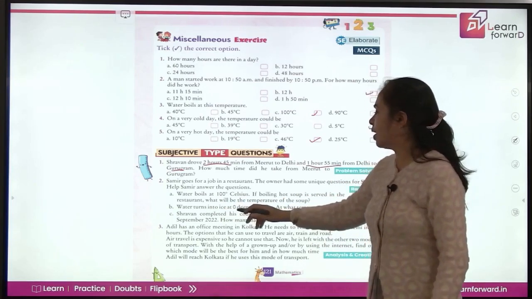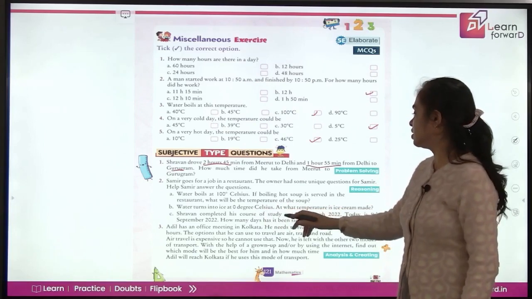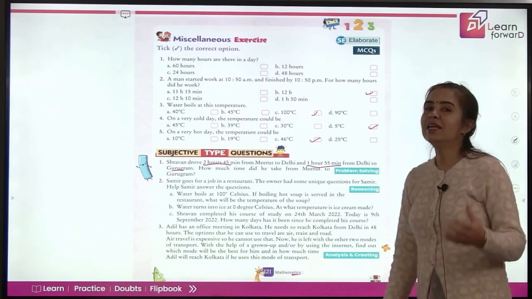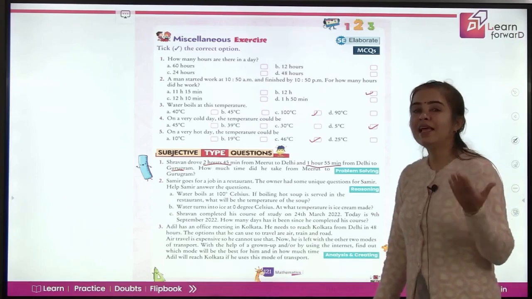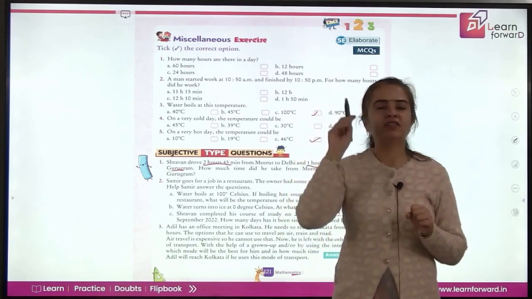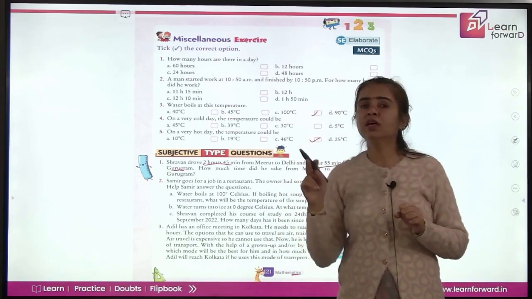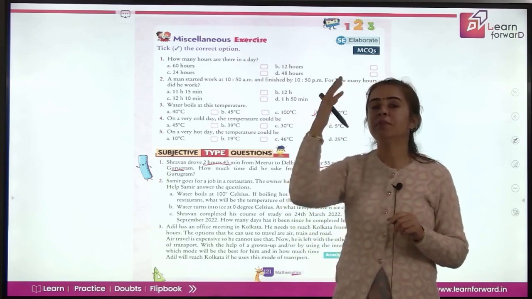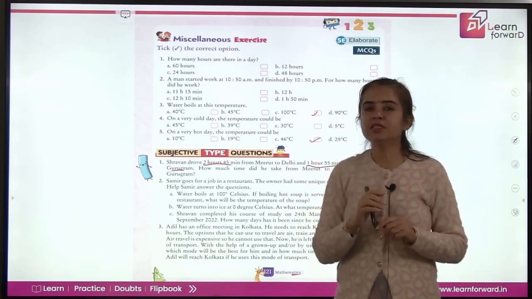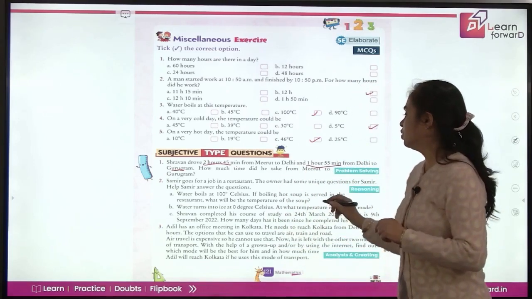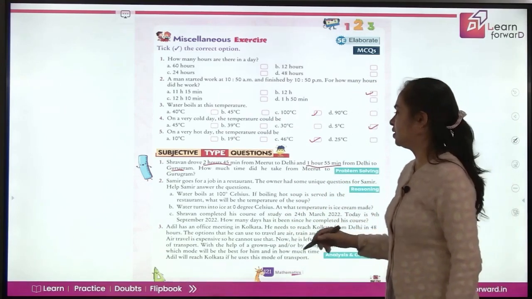Water turns into ice at 0 degrees Celsius. At what temperature is ice cream made? So it is somehow less than, because ice cream gets frozen at 0 degrees. If you would have seen on your refrigerators, now you have the temperature there. So what is the temperature you maintain for your freezers? That is in negative. So it is less than 0 degrees Celsius.